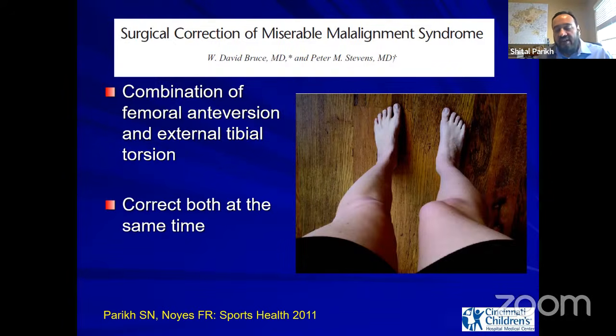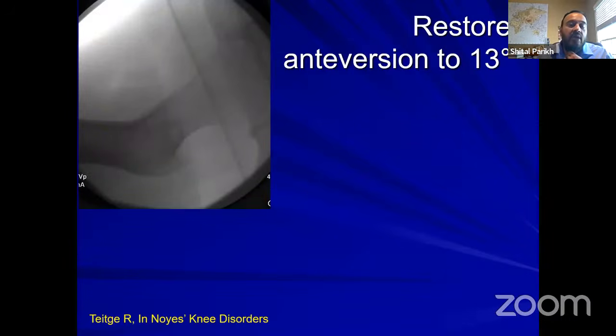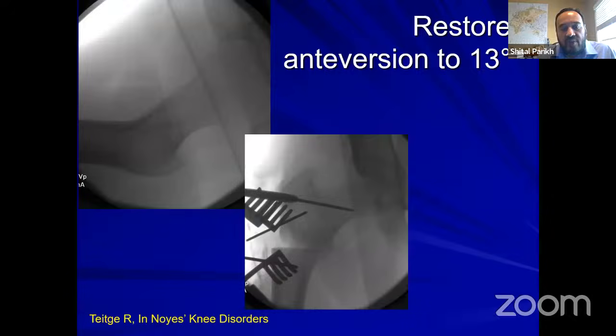If you do have to correct it, we would recommend correcting femur and the tibia at the same time. And the goal of doing a rotational correction is to restore the femoral anteversion to about 13 to 15 degrees by doing an osteotomy. Lately, in the last year, in the last, I think, 4 cases, we have transitioned to using a nail instead of a blade plate like seen here.